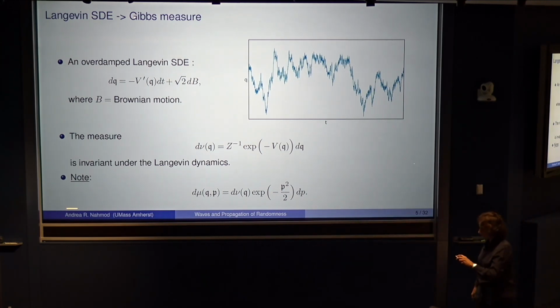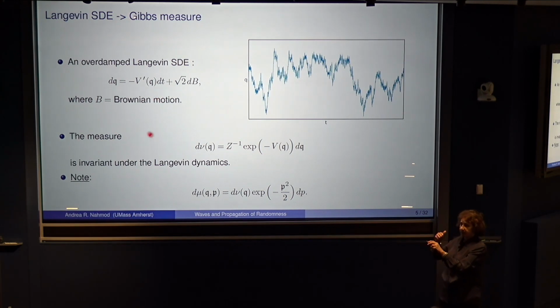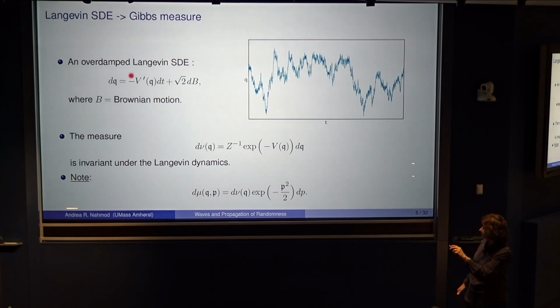Okay. So let's go the other route. Suppose that instead I give you the same potential. Here now I put a drift term, minus V prime of q dt, plus white noise, where B is Brownian motion. So minus V prime is a 1D gradient flow, so it's sort of making the potential energy decrease. And the noise is here to kick the energy back into the system, okay? So that the energy is sort of conserved in some sense.